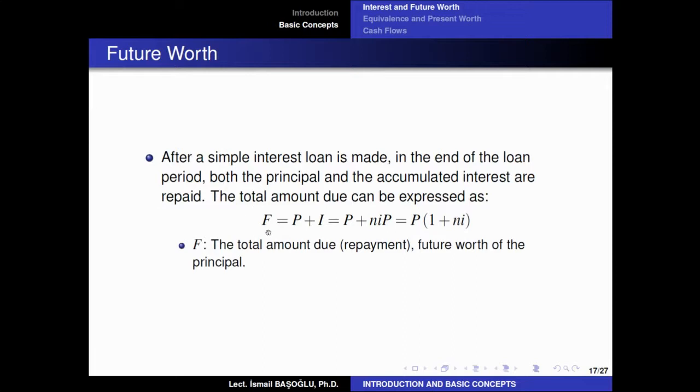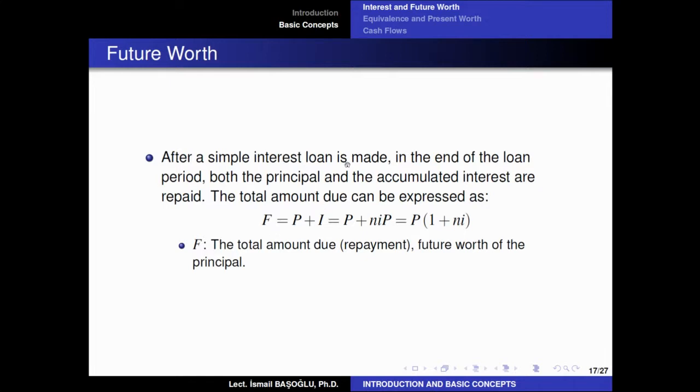So this total amount you are going to repay is called the future worth of the principal. Okay, so if you borrow $1,000 from me, and if you are going to pay me $100 of interest, this $1,000 and $100, their summation $1,100, which you are going to repay me at the end of the borrowing period, is going to be called the future worth of the principal.